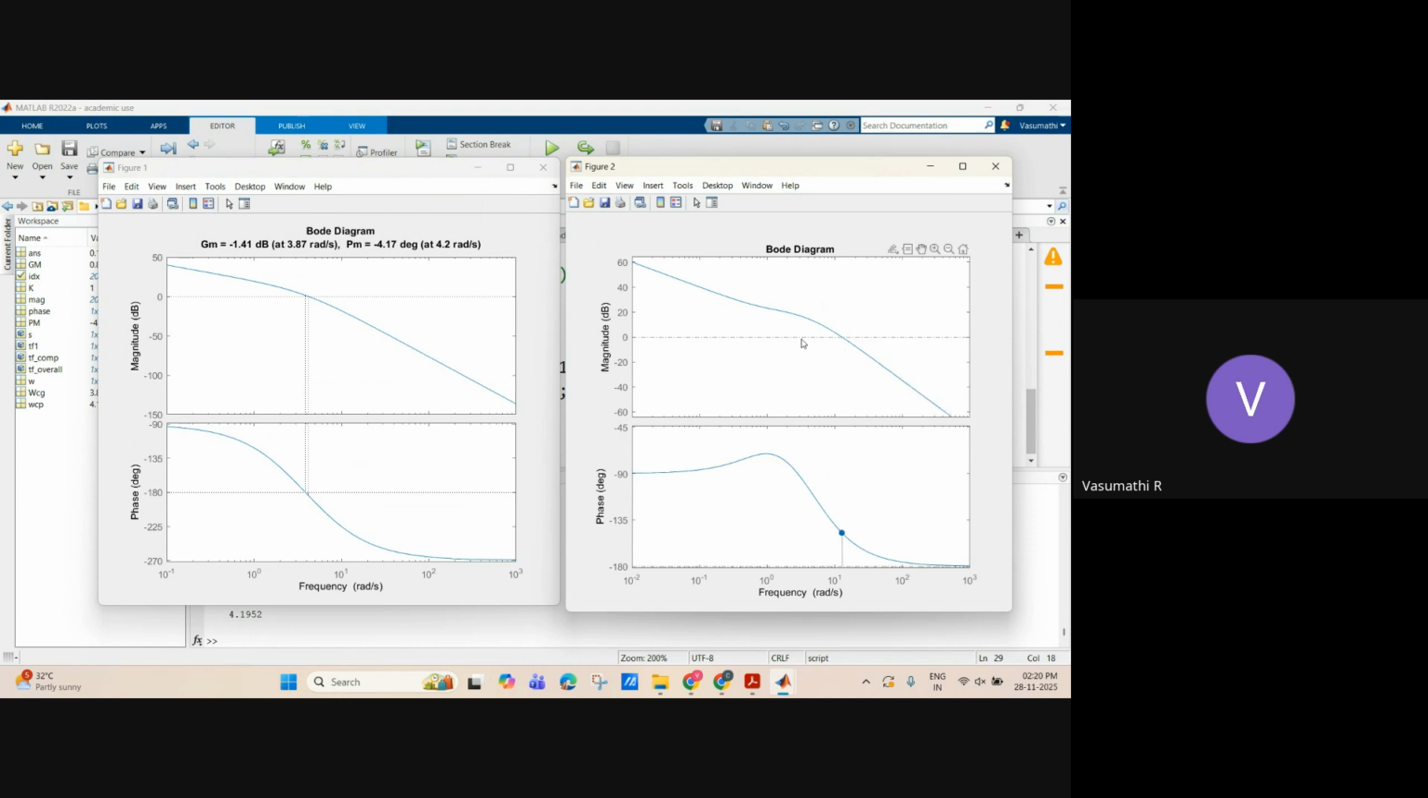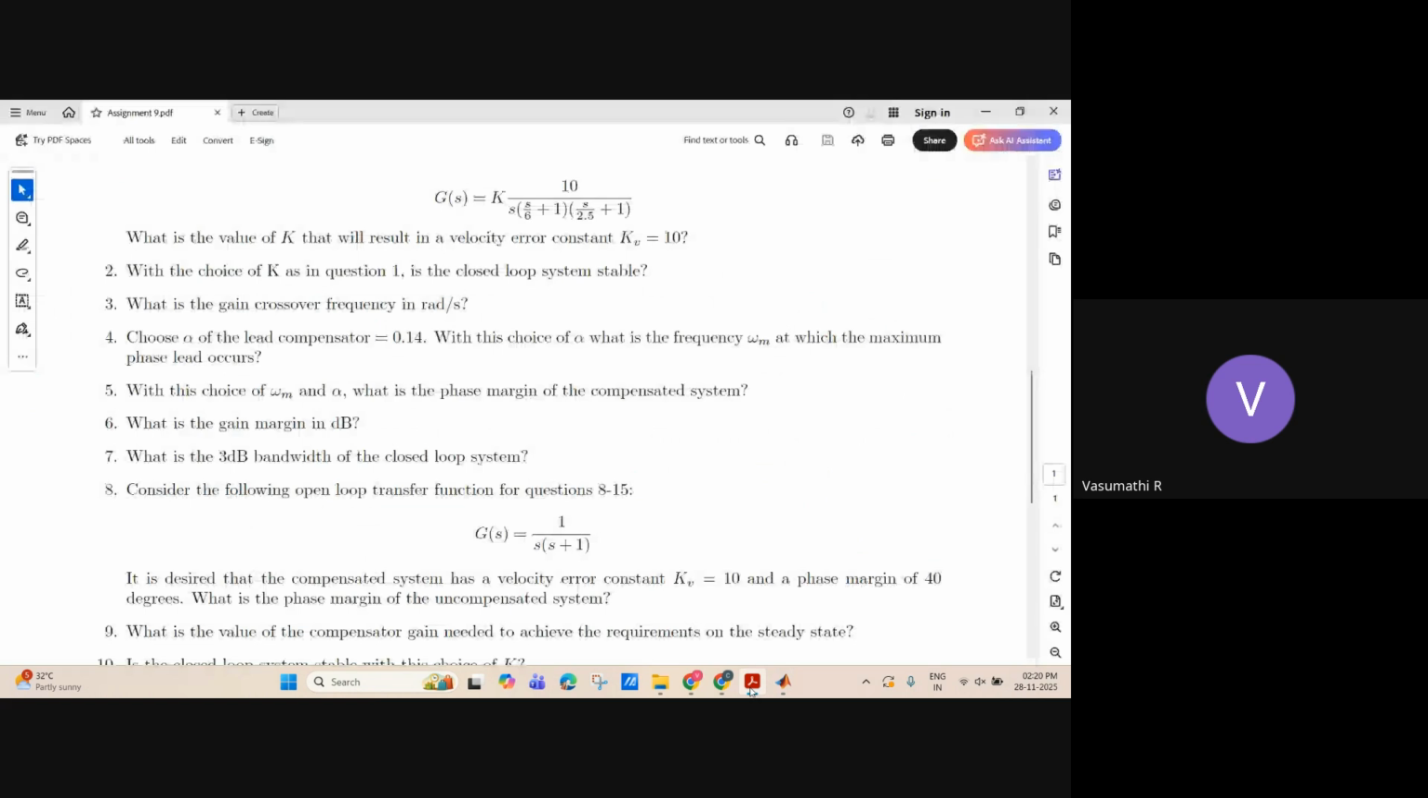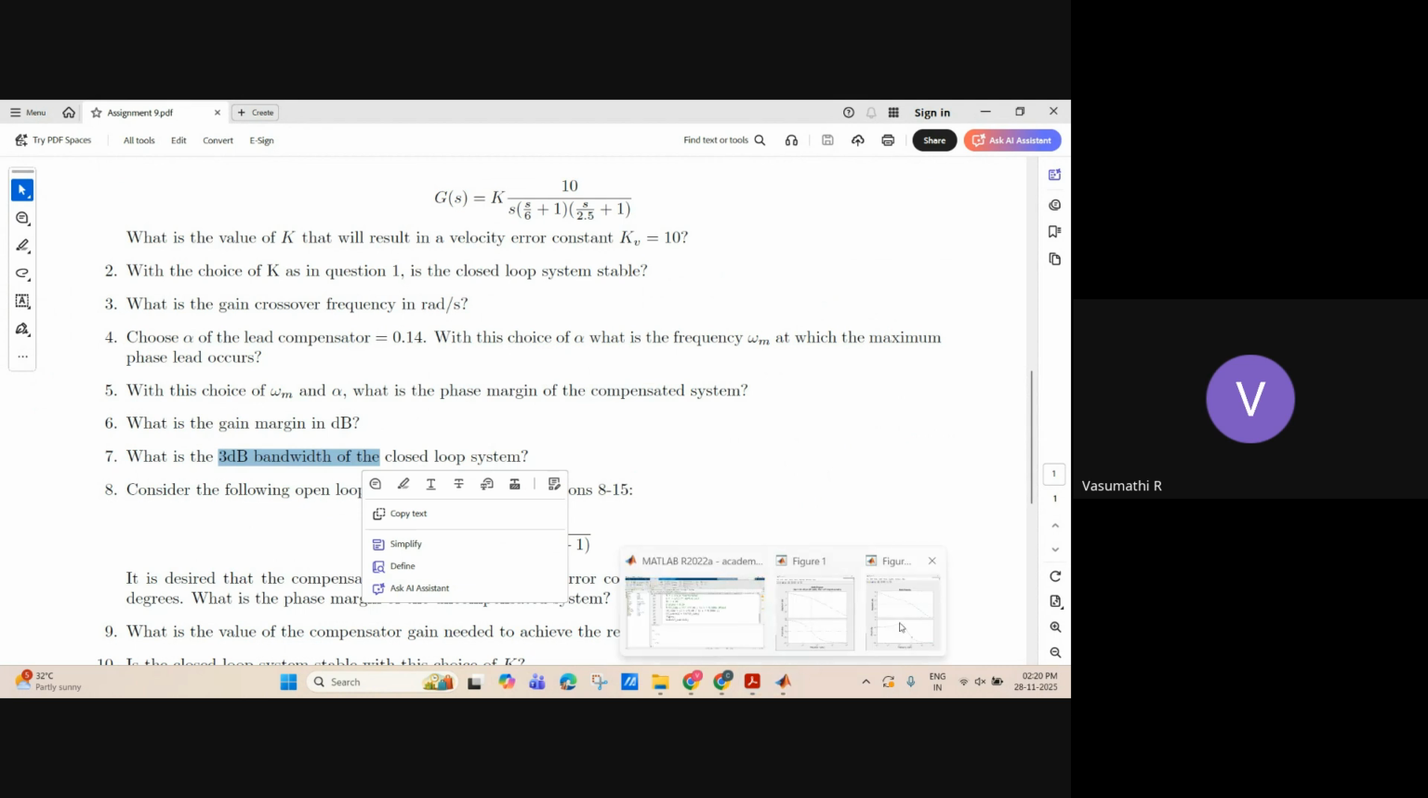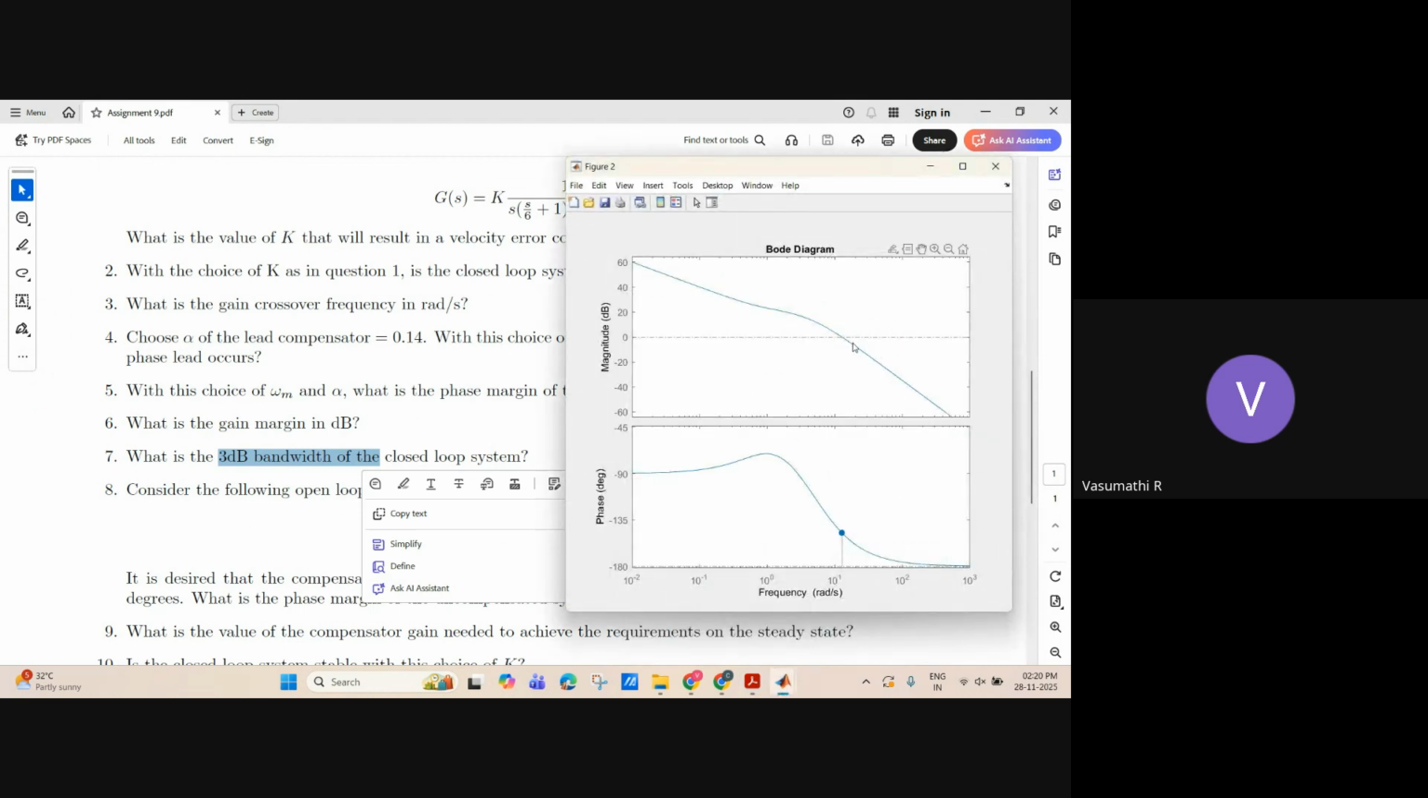So the gain margin is infinity for the system. Phase margin is 32.7. So that is the new phase margin for the system. Only the phase margin is around 32.7. Gain margin is infinity. For 3 decibels you cannot find it, I guess. Since the gain margin is 0, we'll check. It's there. Minus 3 decibels.